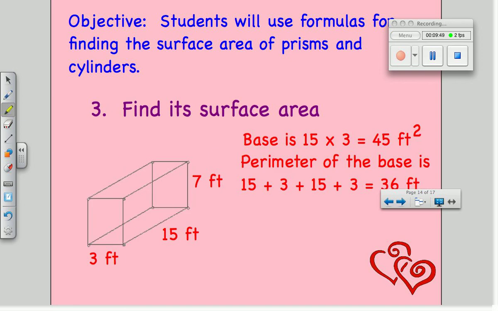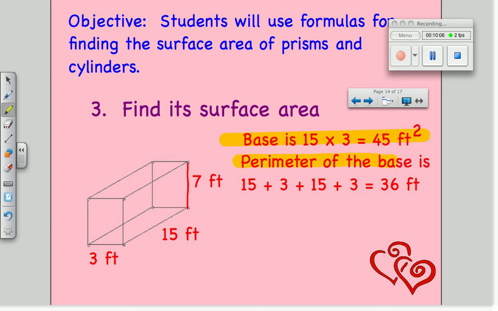Next, the height we already have is 7. So now I can find the surface area. The base that we did in the first slide here was 15 times 3, or 45 feet squared. The perimeter that we did on the second slide of the base was 15 plus 3 plus 15 plus 3, or 3 times 2 and 15 times 2, right? So it's 36. Okay.